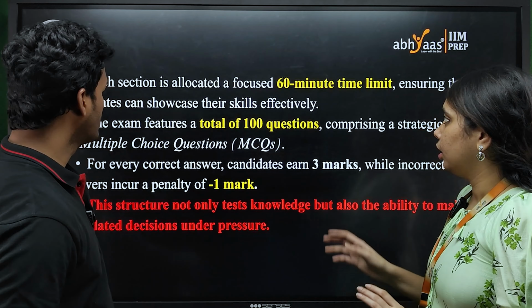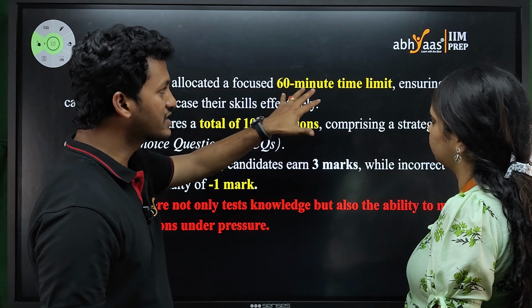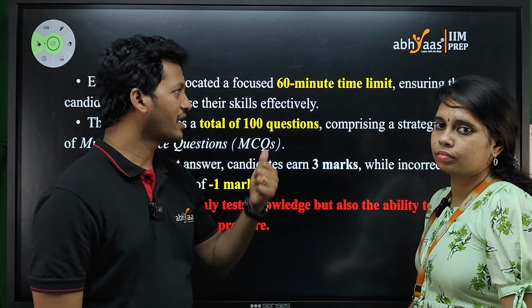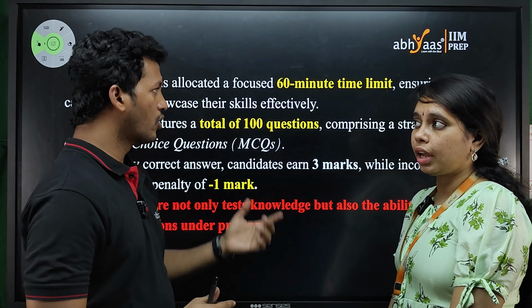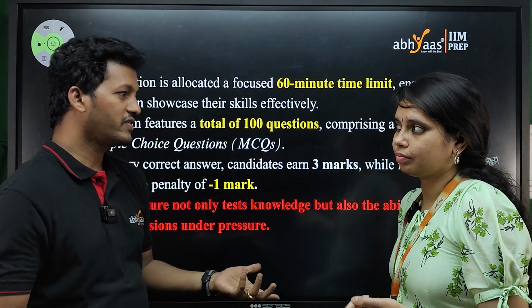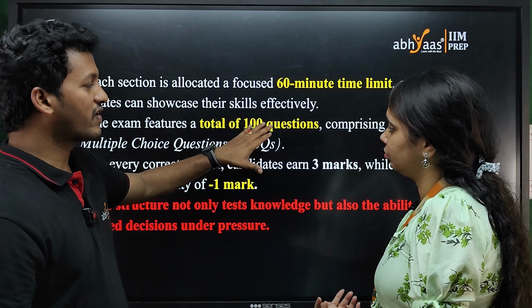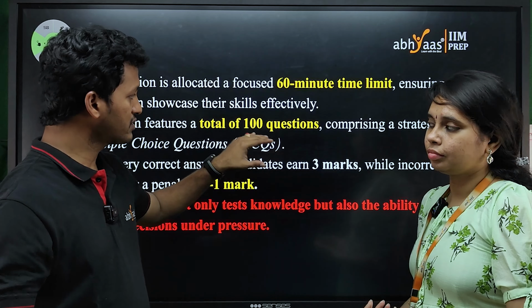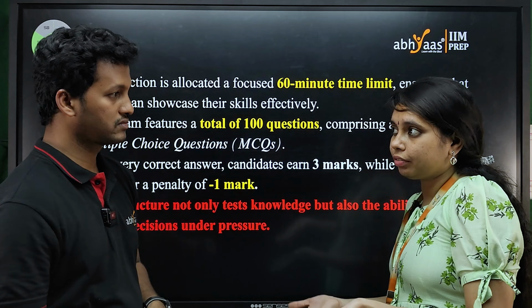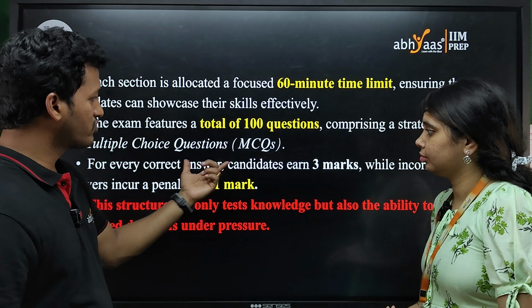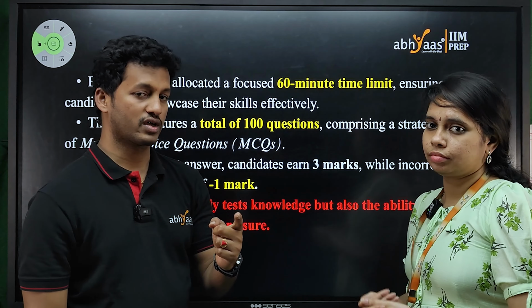So these 4 instructions are there. Each section is allocated a 60-minute time limit. The exam is 2 hours, but each section is a 60-minute time limit. That means sectional timing can be there, and sectional cutoff also can be there. Obviously, if sectional timing is there, sectional cutoff can be there. The total is 100 questions. Indore has only 90 questions, but this has 100 questions. So we can assume 50 questions for verbal and 50 for quant. Each question carries plus 3 marks for a right answer and minus 1 mark for a wrong answer.